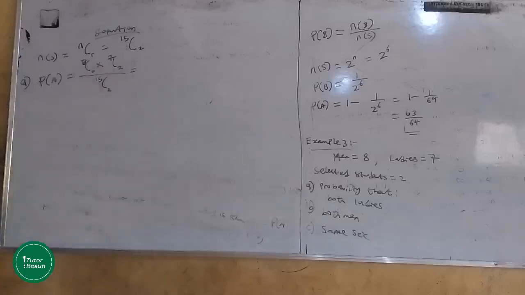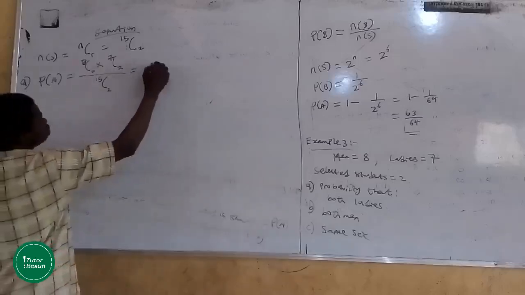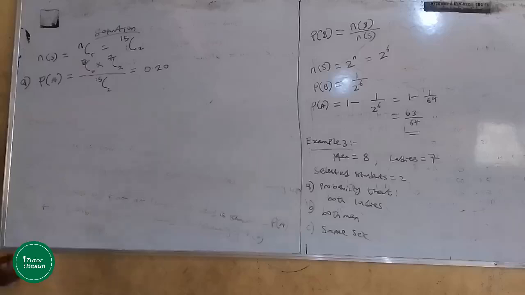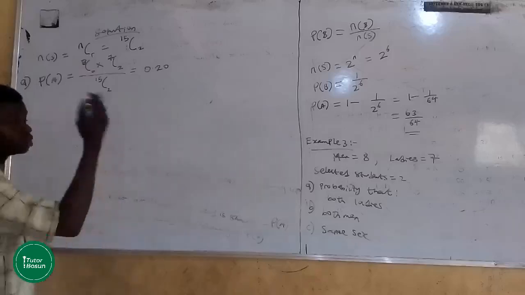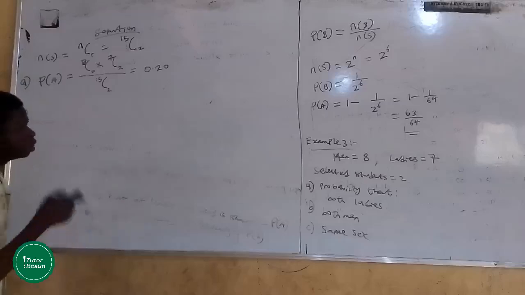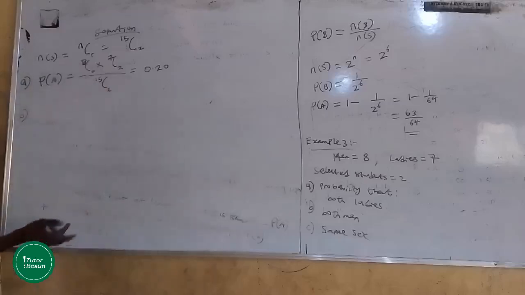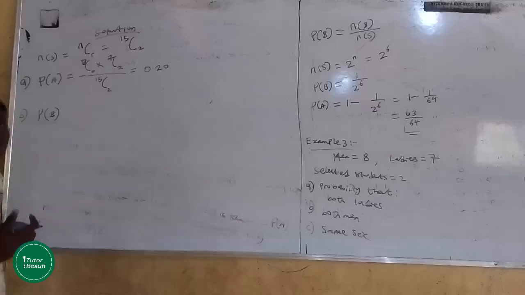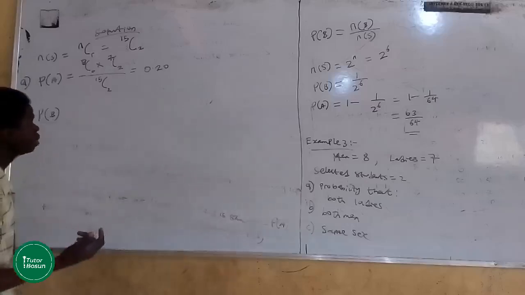So if you do this well, you should be having 0.2. As you follow in class, if you have a calculator with you, you can confirm that in your calculator. So the second question says both are men. We are going to do it the same way, the same idea we used earlier. So the probability that both are men, we said you should represent it as P of B.